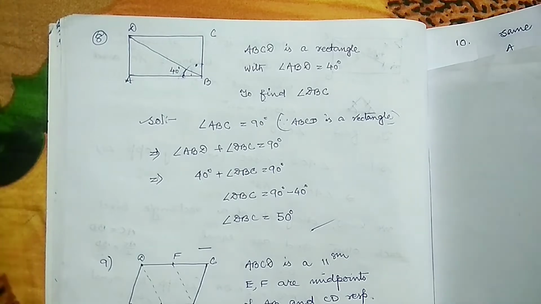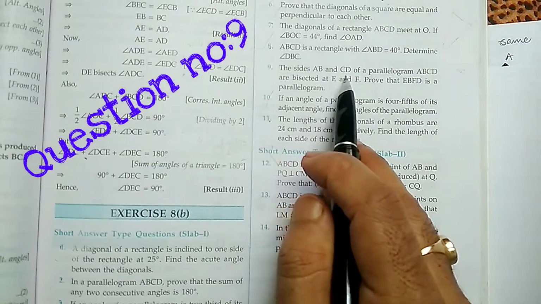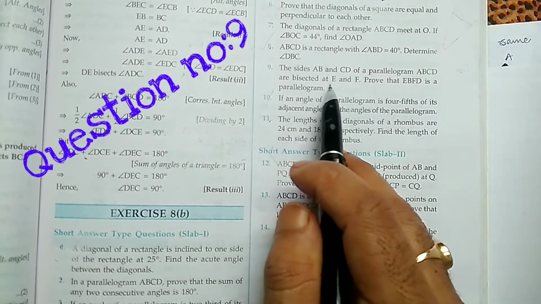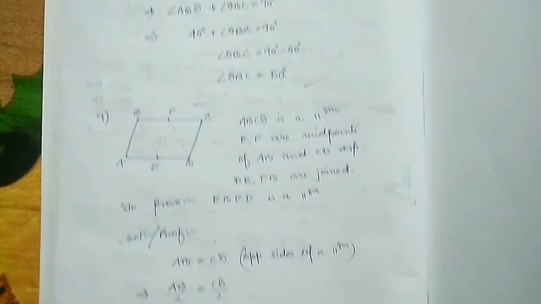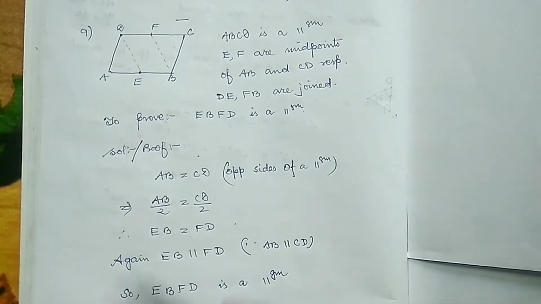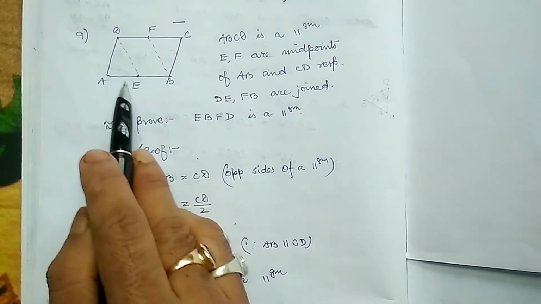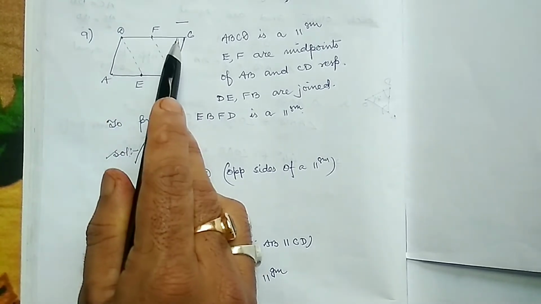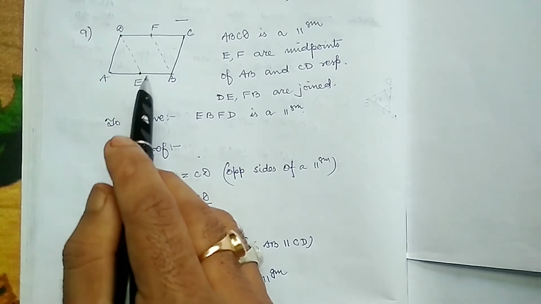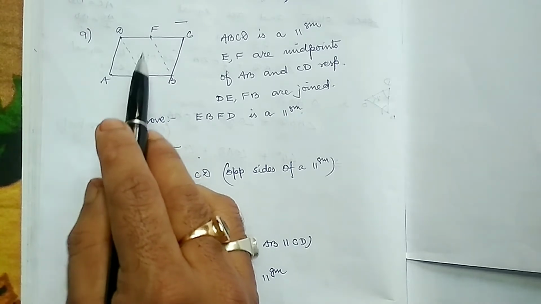Let me discuss the next sum, that is question number 9. The sides AB and CD of a parallelogram ABCD are bisected at E and F, and we have to prove that EBFD is a parallelogram. Now just see, then the question will be clear. Here it is given that ABCD is a parallelogram. E and F are the midpoints of AB and CD. We have to prove that EBFD is a parallelogram.